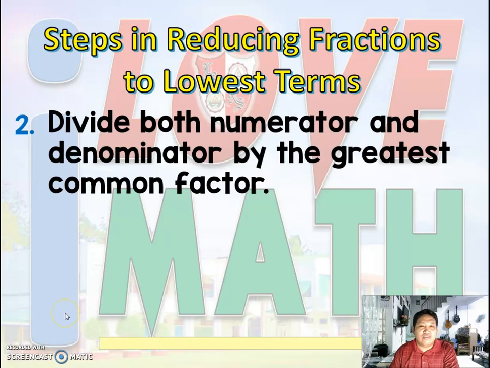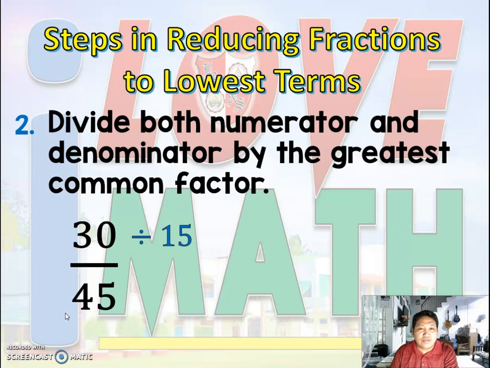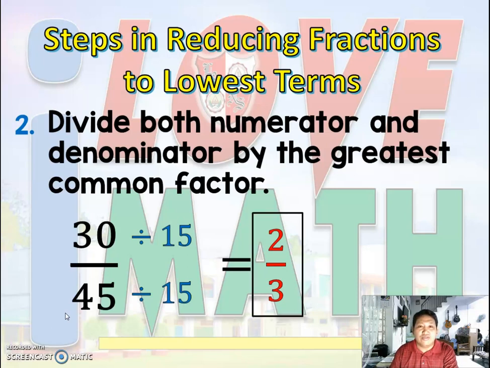Another variation of the second step is to divide both the numerator and the denominator by the greatest common factor. Let's see the solution. 30 over 45. The GCF of 30 and 45 is 15. So we may directly divide 30 and 45 by 15. And that would be 2/3. That will be the same answer we got a while ago. And this will be the final answer.